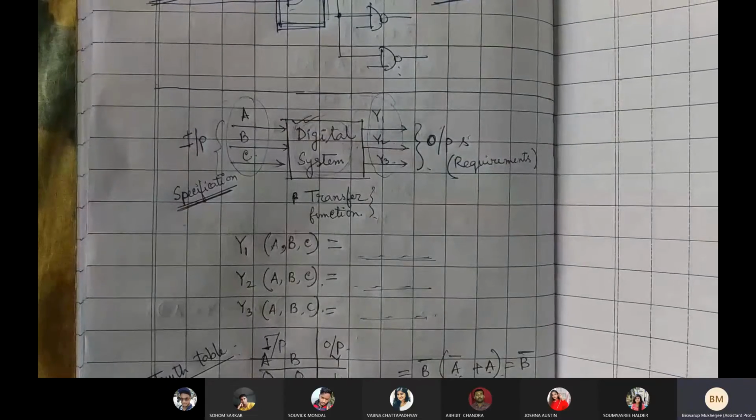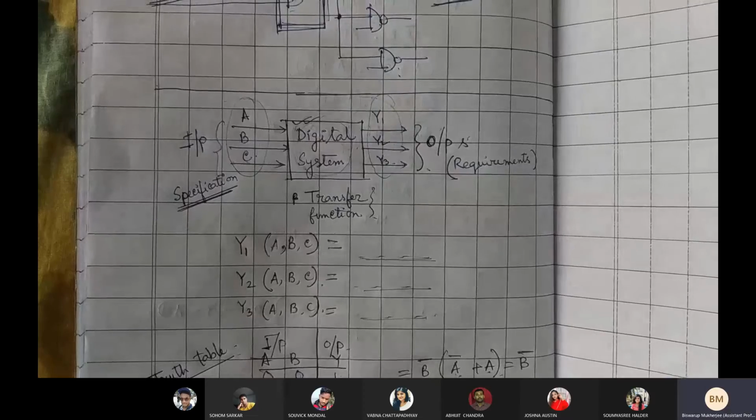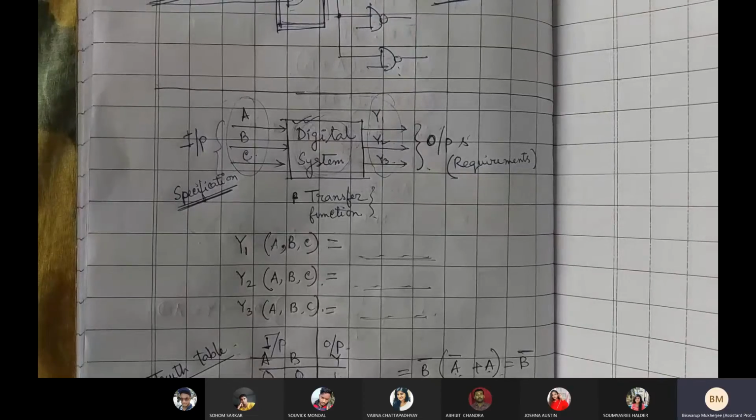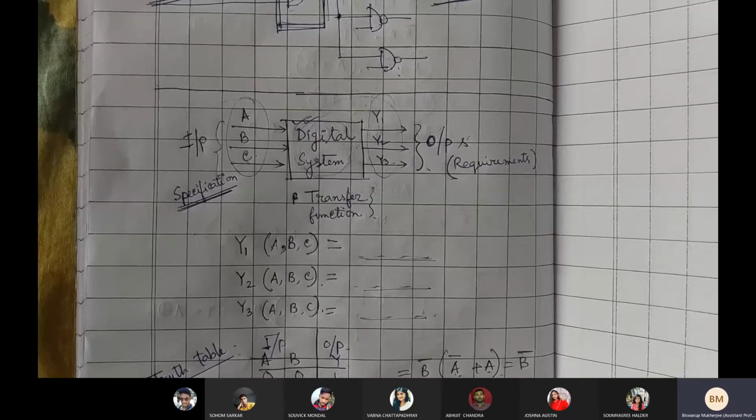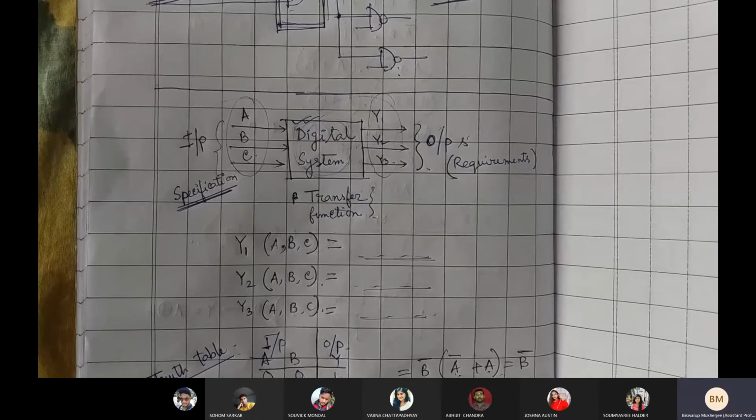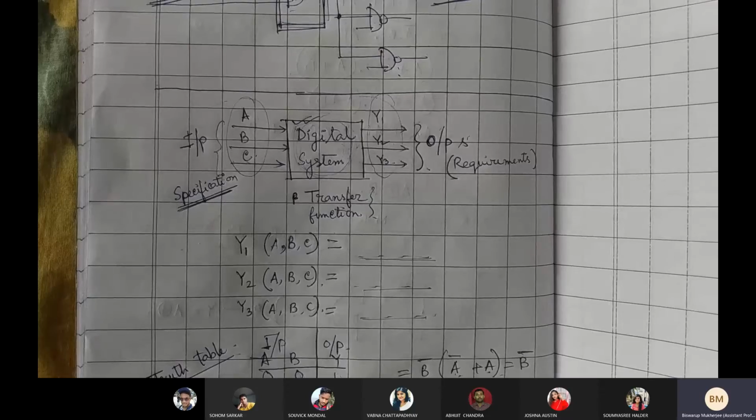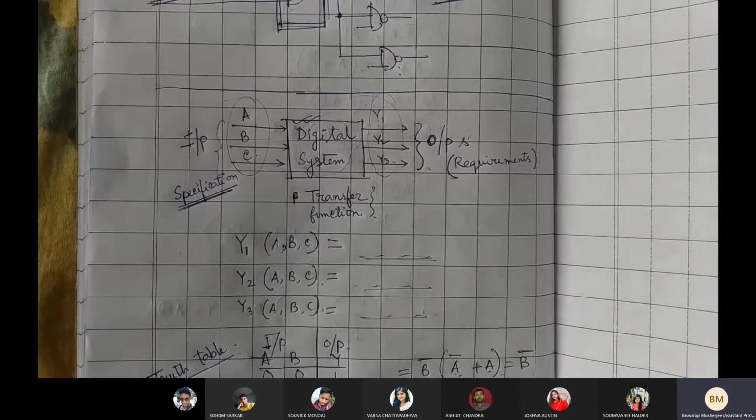There will be different logics and different output definitions for which we need to design the circuit using a set of inputs. We'll be starting next time with how to get simple Boolean functions, then how to minimize them.